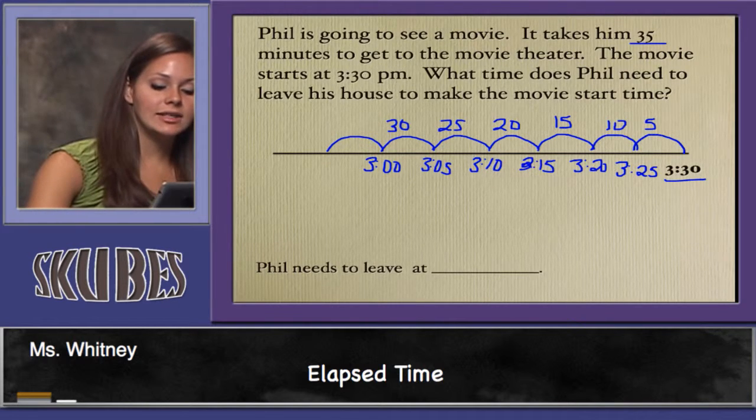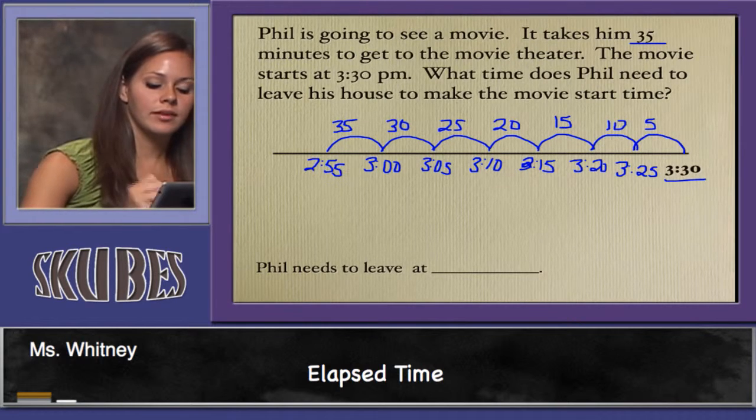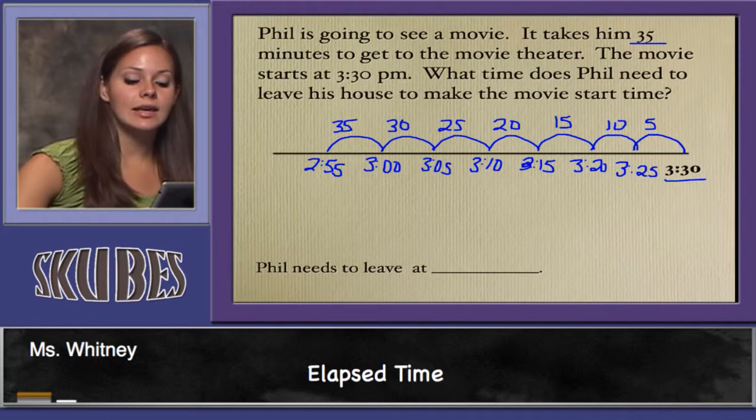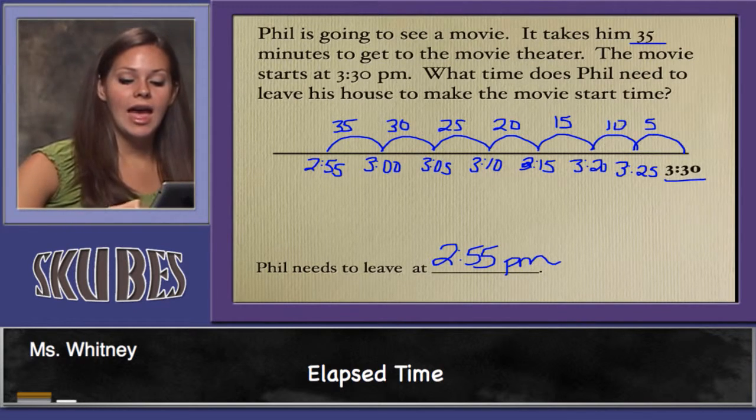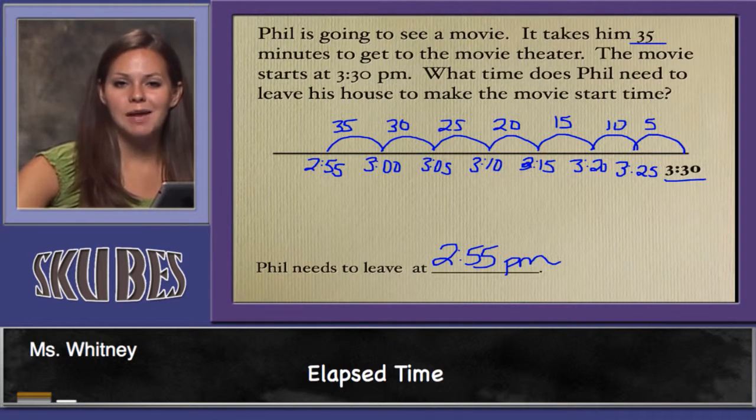And our last 5 minutes, it will be 2:55. So Phil needs to leave at 2:55 p.m. to get to the movie at 3:30. And this concludes our lesson on elapsed time.